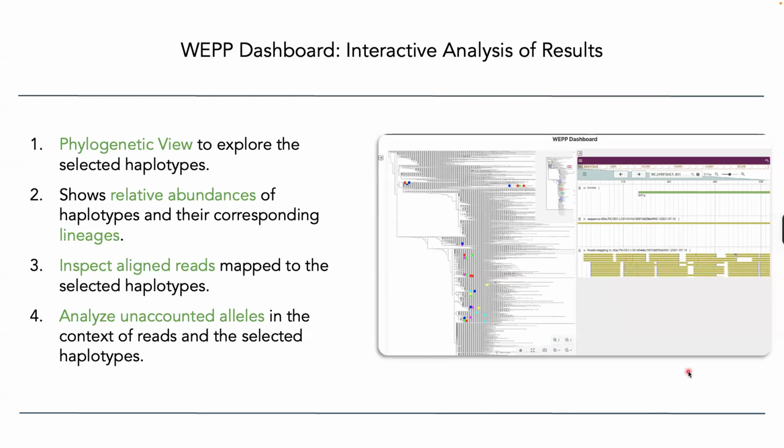This allows users to dig deeper by inspecting actual reads parsimoniously mapped to these haplotypes. Finally, the dashboard also highlights unaccounted alleles present in the sample but not explained by the selected haplotypes. This could represent novel or cryptic variants, offering an early signal for emerging threats.